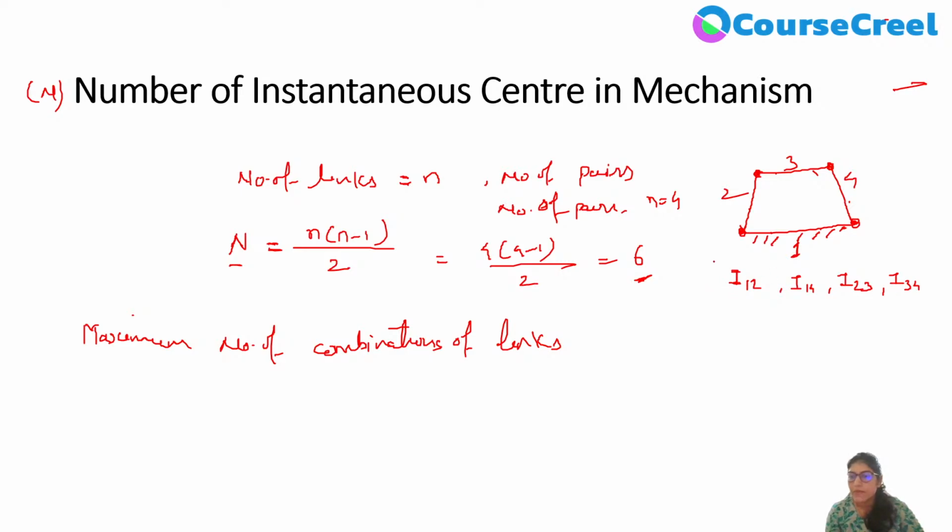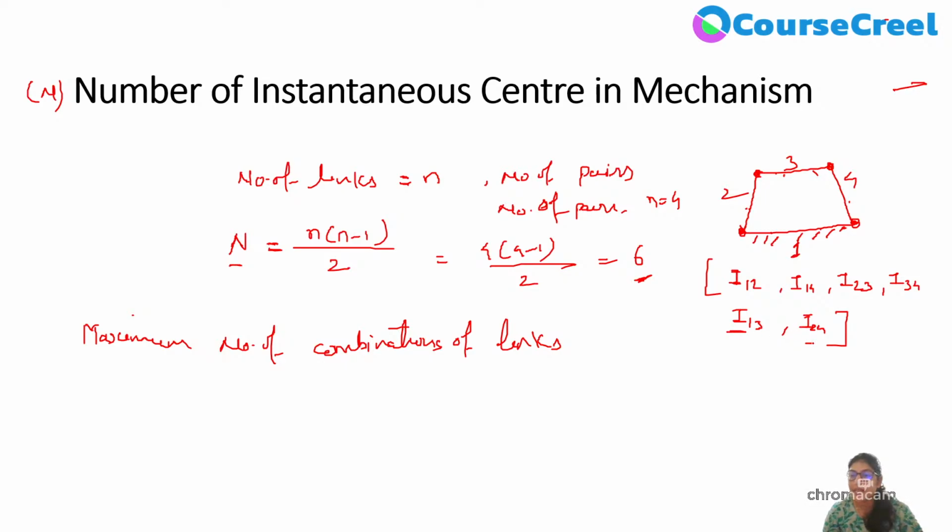So here we have 4 instantaneous centers. Now how many other combinations can we define? The next combination we can define is between 1 and 3, so I 1 and 3, and the other combination we can define is I 2 and 4. So this is how we can define 6 instantaneous centers, the maximum number of combinations of links.